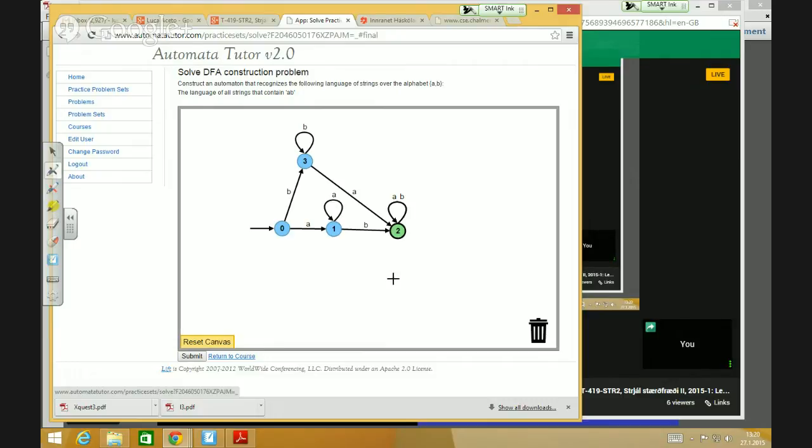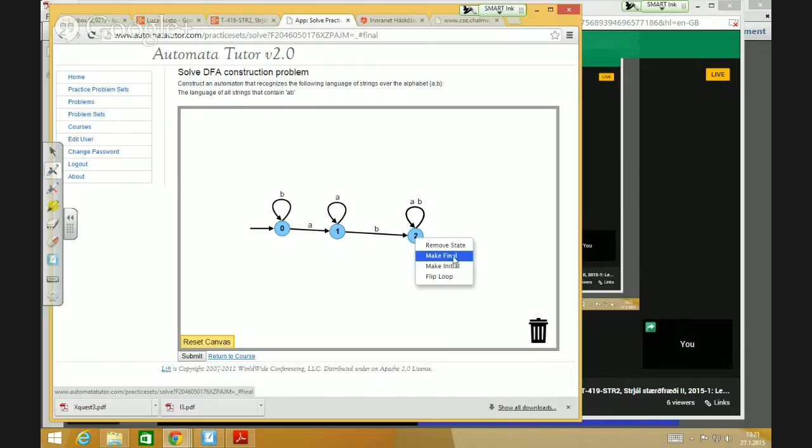Well, I actually wanted to show you what kind of feedback you get. Oh no, I've reset the canvas, stupid. There you are. This is what happens when I get confused, which happens far too often. Okay, make final. B goes here. And then B goes here. A, okay, that's what was suggested. Okay, so let's see what grade we get.